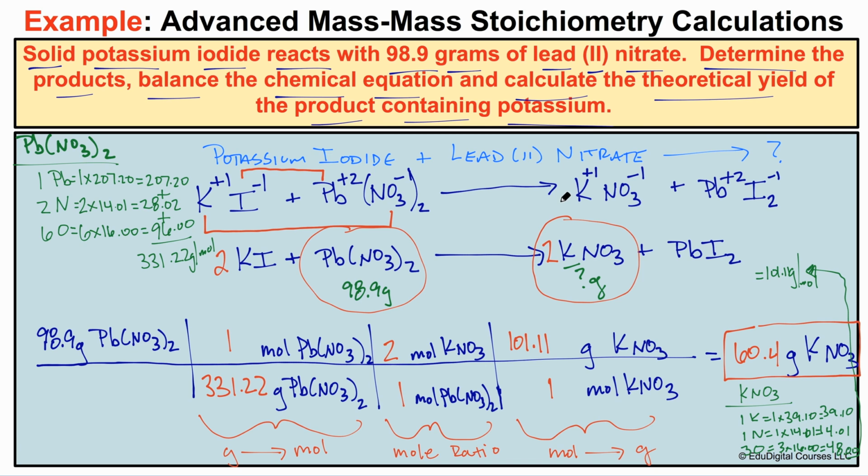So, a very long question, a very advanced mass stoichiometry problem, but essentially, in this problem here, if we have 98.9 grams of lead-2 nitrate consumed in this chemical reaction, then how many grams of potassium nitrate will form? It looks like 60.4 grams of potassium nitrate are going to be formed.